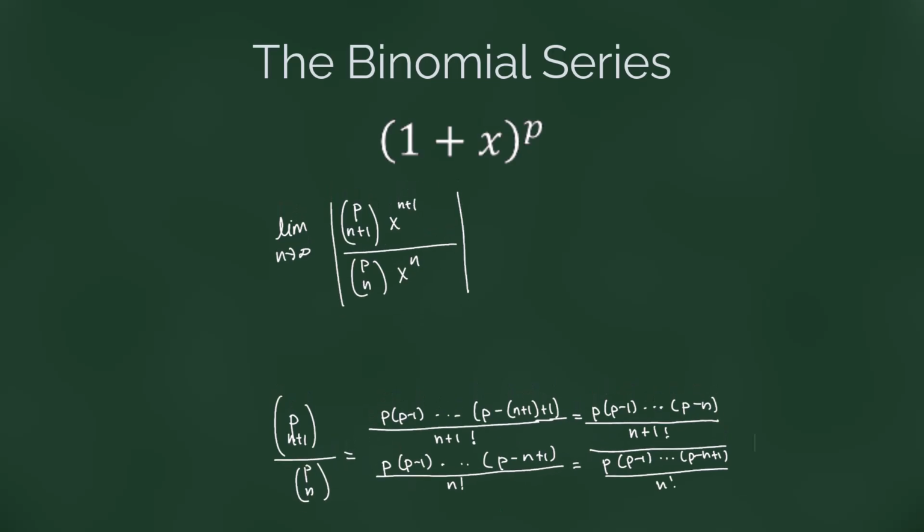So if we take that and we put it back in this limit up here, we get the limit as n goes to infinity of the absolute value of p minus n over n plus 1 times x. Well, this limit is 1. So we get the absolute value of x. And our goal here, again, was to find the interval of convergence. So we can see that our interval is, at a minimum, going to be -1 to 1. And it turns out that the endpoints change depending on what your p-value is. So you can examine those on a case-by-case basis.